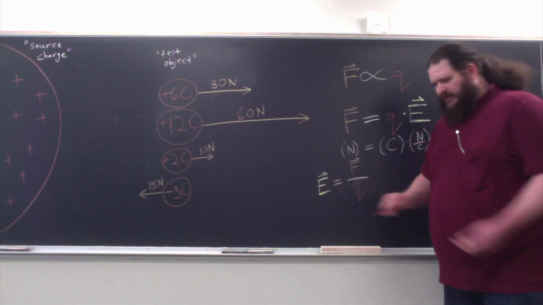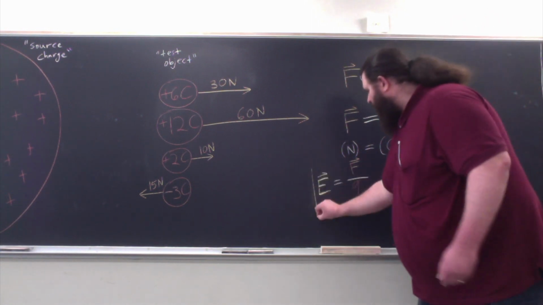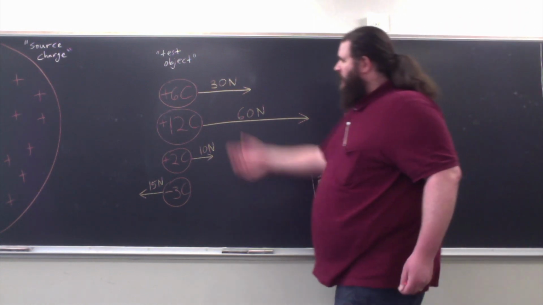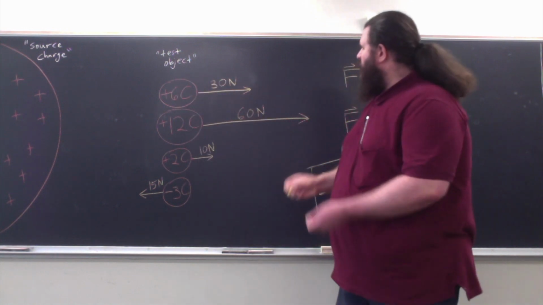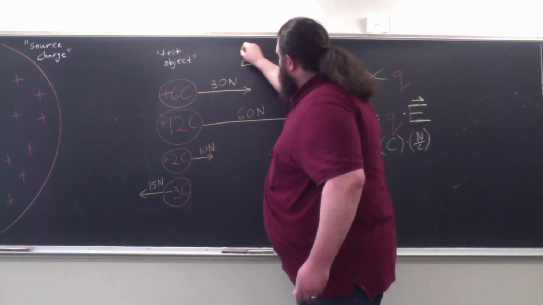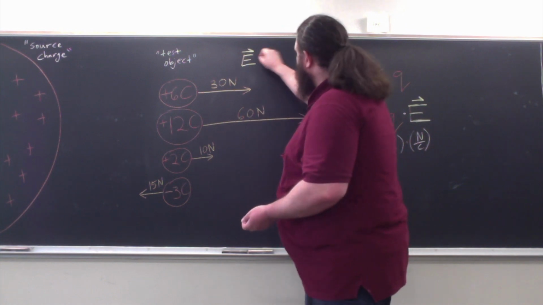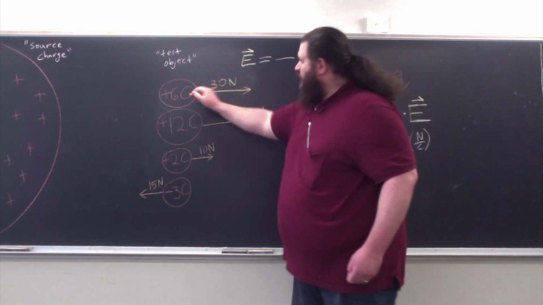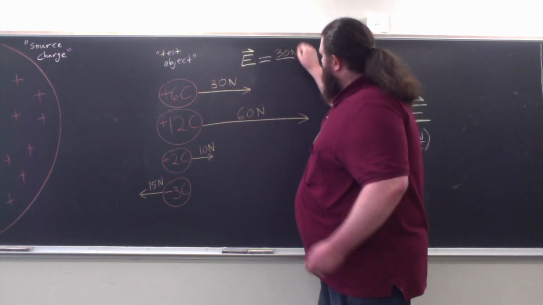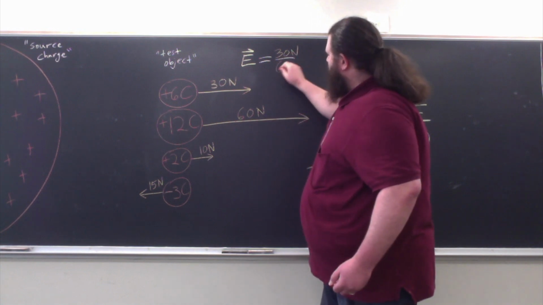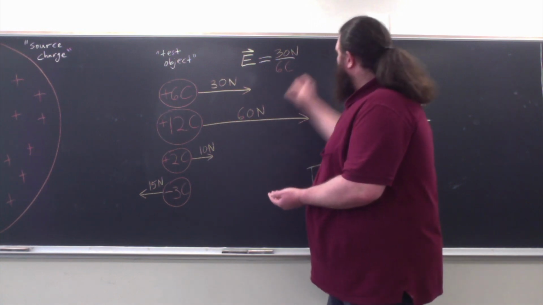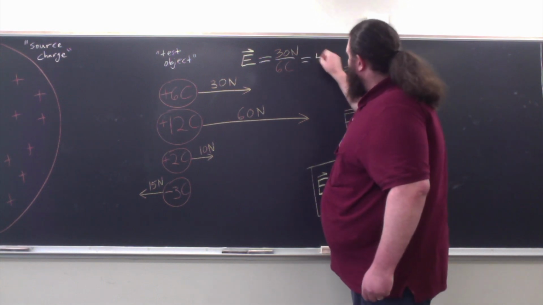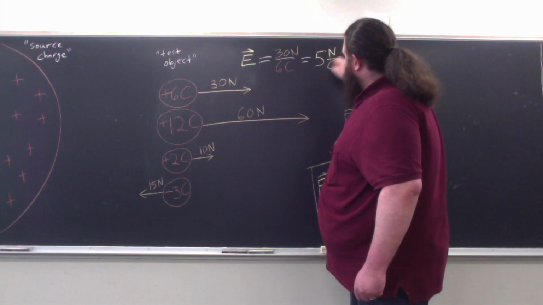And given this definition of the electric field, let's see if we can calculate what the electric field is in this scenario. Because in all of these situations, we've got a force and a charge, so let's try dividing. Electric field equals force over charge. So for instance, in the first one, that'd be 30 newtons over 6 coulombs. So that's going to be 30 over 6, 5 newtons per coulomb.